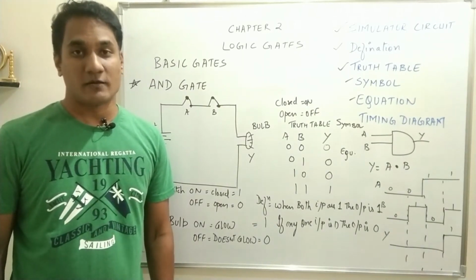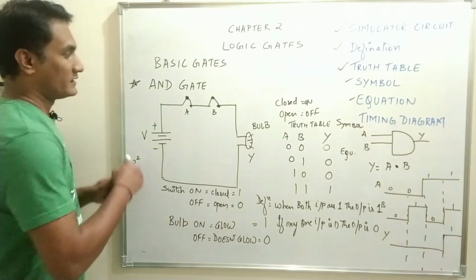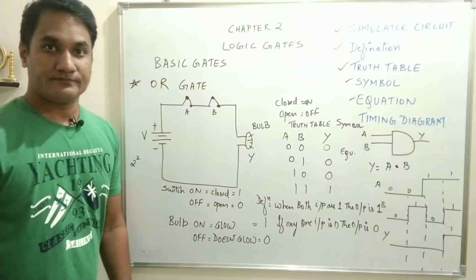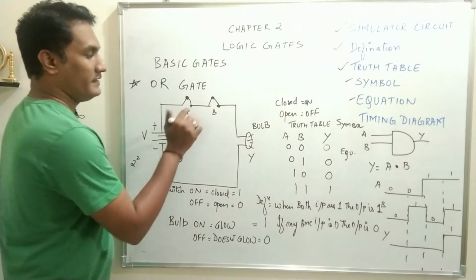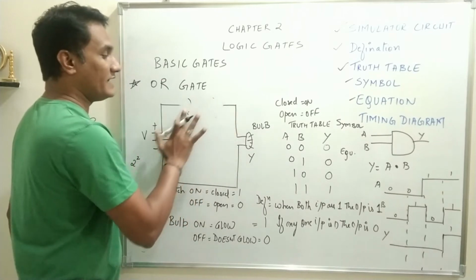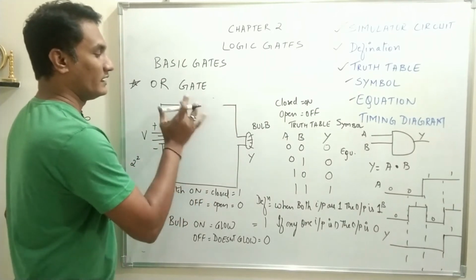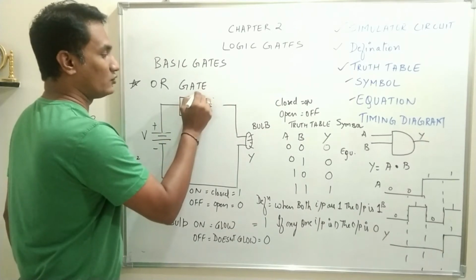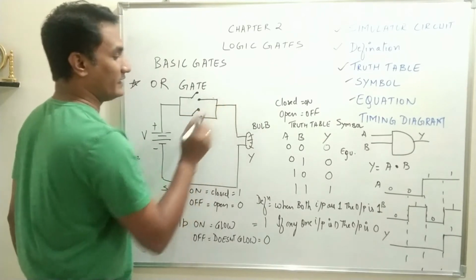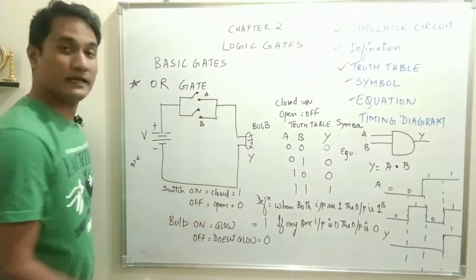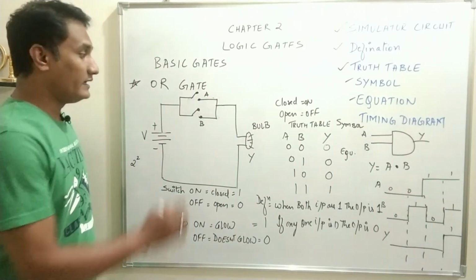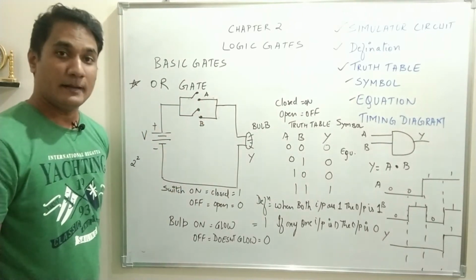The next basic gate is the OR gate. See the modification which I am going to do on the circuits. The second circuit is the OR gate. In this circuit I'll change the logic. That means I'll change the way in which the switches are connected in the circuit. Let the two switches be connected like this, and you can see in the diagram that these two switches are connected in parallel now. In AND gate the switches were connected in series. In OR gate the switches are connected in parallel.